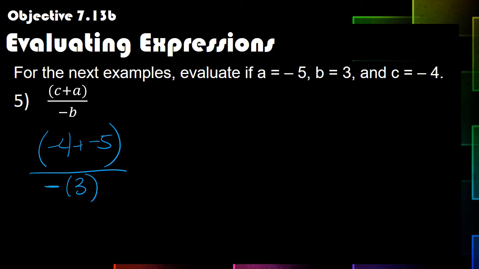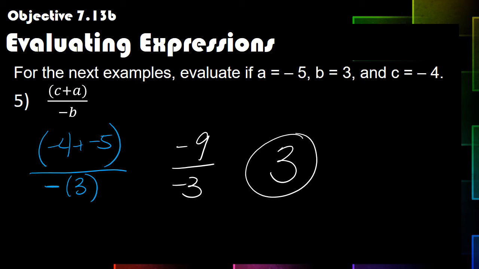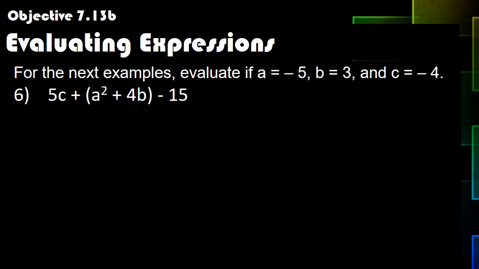So now let's go ahead and solve for our numerator. Our numerator, negative 4 plus negative 5, is negative 9, all over negative 3. And so when we go ahead and divide these, we know that negative 3 goes into negative 9 a total of 3 times. So positive 3 would be our answer for number 5.